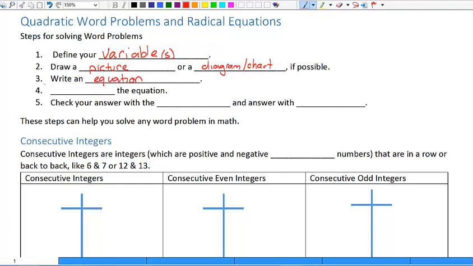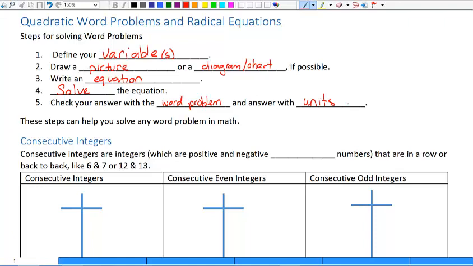This is the thinking step. I call number 3 the thinking step. That's where you have to figure out how to translate all those words into algebra. Step 4, solve the equation. And step 5, check your answer with the word problem, with the words, okay? Don't go back and check with the equation that you wrote in step 3. Go back and check with the words. And then make sure you answer with units, meaning feet, meters, seconds, years, whatever it is that you're trying to solve for, make sure you put a unit on it. So these steps can help you solve any word problem in math.